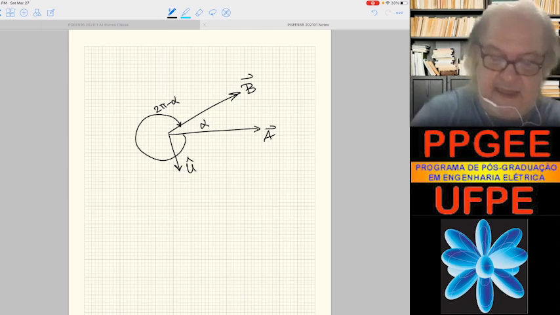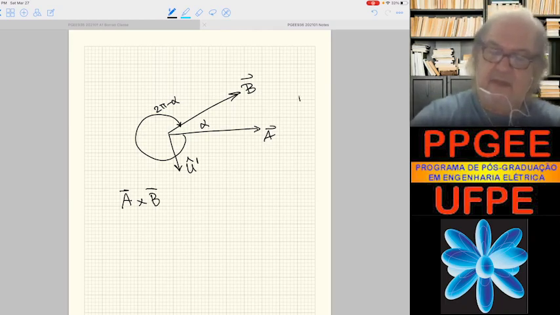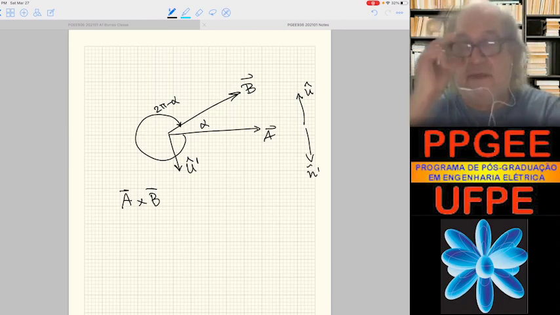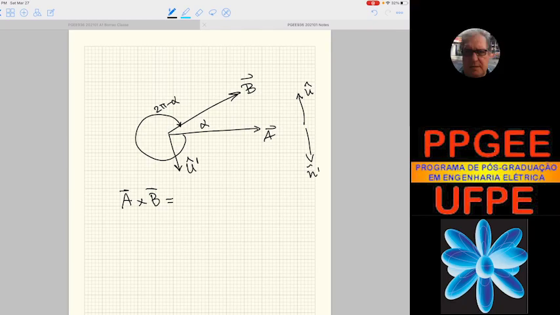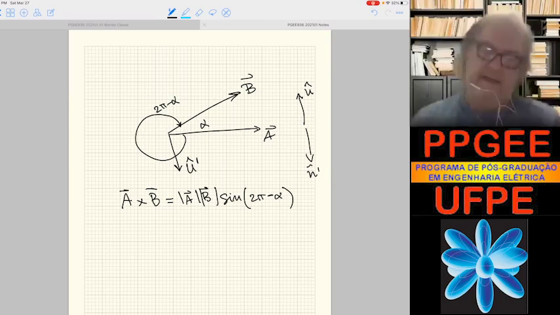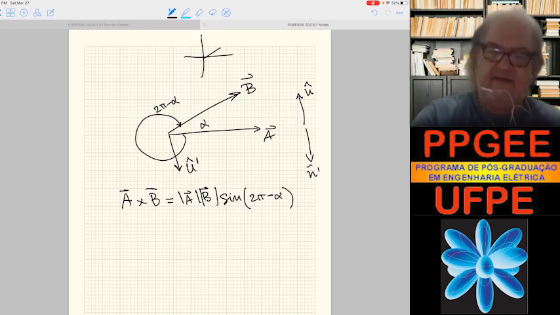So if I do it like this, A cross B is going to be, let's call this U prime, okay? Because U is directed to the top. U is like this, U prime is like that. So if I did it like this, the largest angle between A and B, I would use the thumb going from A to B on the other hand. So that would give me magnitude of A, magnitude of B, sine of 2 pi minus alpha. I can easily see that if I have alpha here, that's 2 pi minus alpha. The sine changes sign.